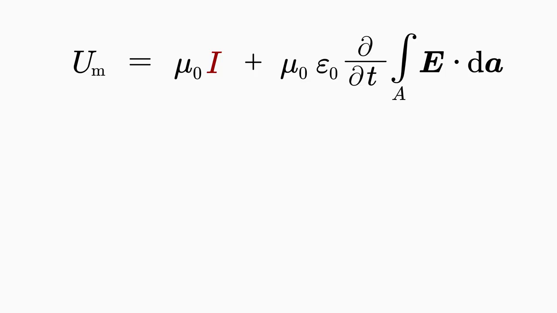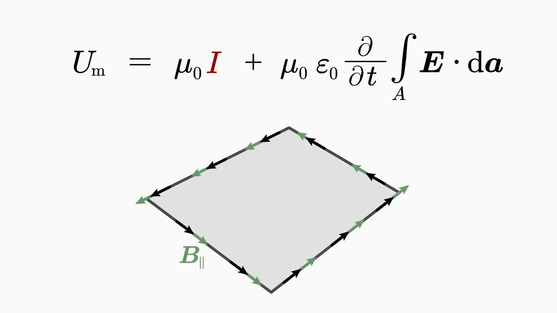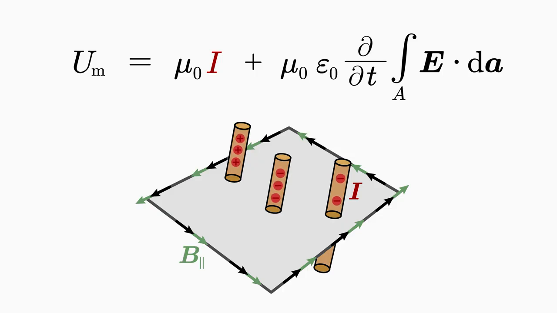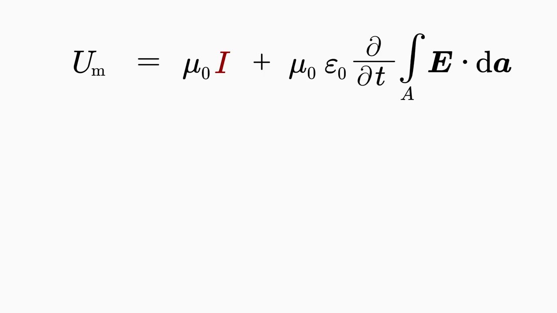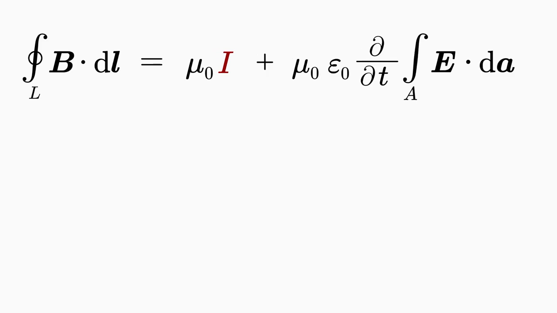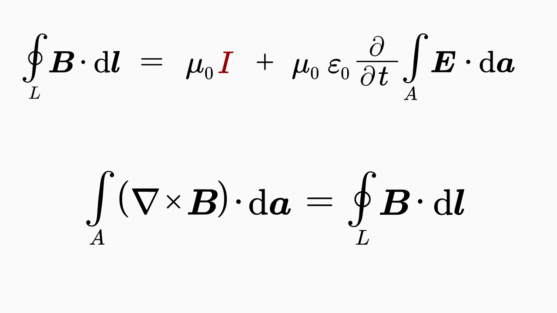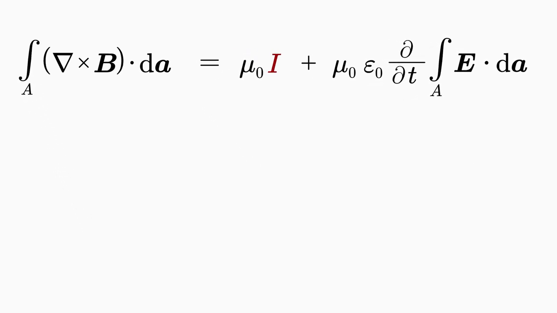On the right side there are two summands, one contribution by the current and one contribution by the change of the electric flux. Thus, the fourth Maxwell equation states that the rotating magnetic field is generated first by the electric currents through the surface A, and second by the changing electric field. Let us now derive the differential form. With the curl integral theorem, you can transform the line integral into a surface integral, thus bringing the curl of the magnetic field B into play.